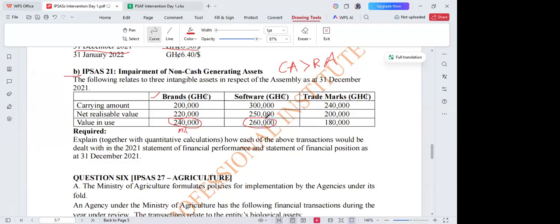Then we check the condition for impairment. Do we have impairment in this case or not? Is it met or not met? It's met. So then we look for the difference. The current amount is 300. The recoverable amount is 260. What is our impairment figure? 40,000.